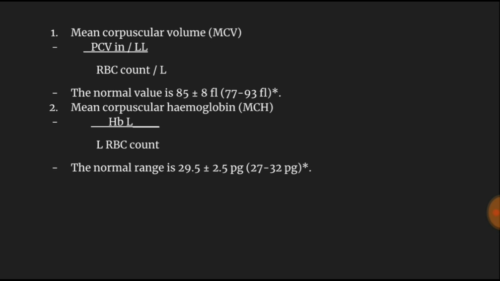Now the second method is measuring the mean corpuscular hemoglobin, or the hemoglobin level in the cell, which is HB per liter, that is hemoglobin present inside the blood, divided by the RBC count, the number of RBCs in a liter of blood. Now the normal range of MCH is around 29.5 plus or minus 2.5 picogram. So the range of MCH is 27 to 32 picogram.